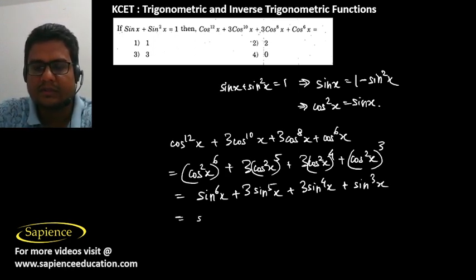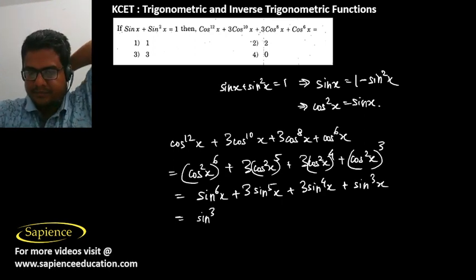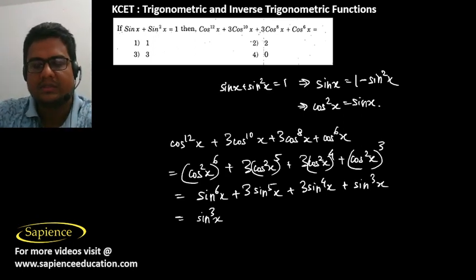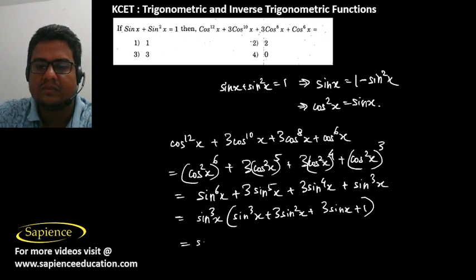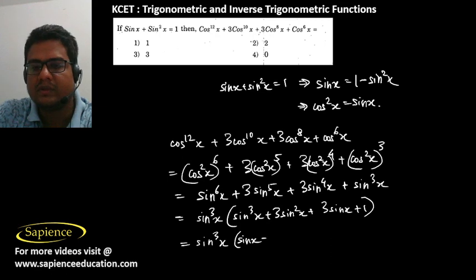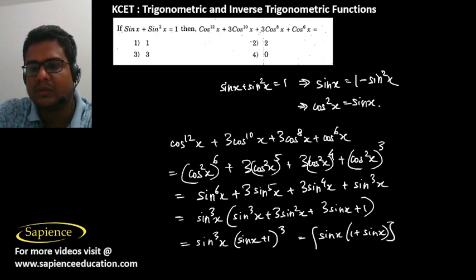So from here we can write, sin cube x I can take as common, and this will be sin cube x into (sin cube x plus 3 sin square x plus 3 sin x plus 1). So this is (sin x plus 1) whole cube. So this is sin cube x into (sin x plus 1) whole cube. So this I can write as (sin x into (1 plus sin x)) whole cube.